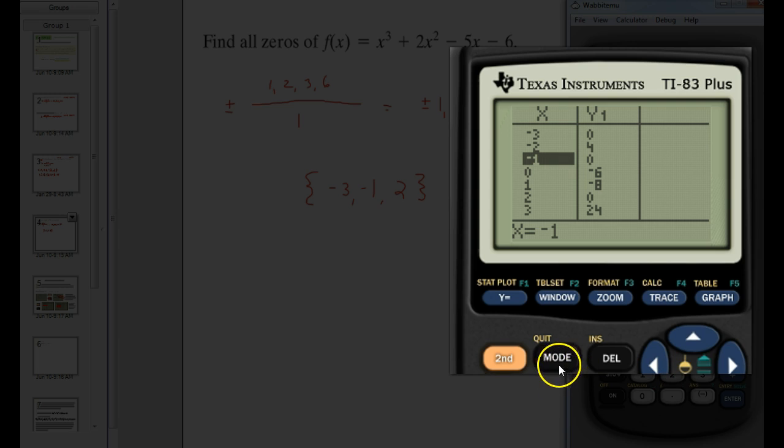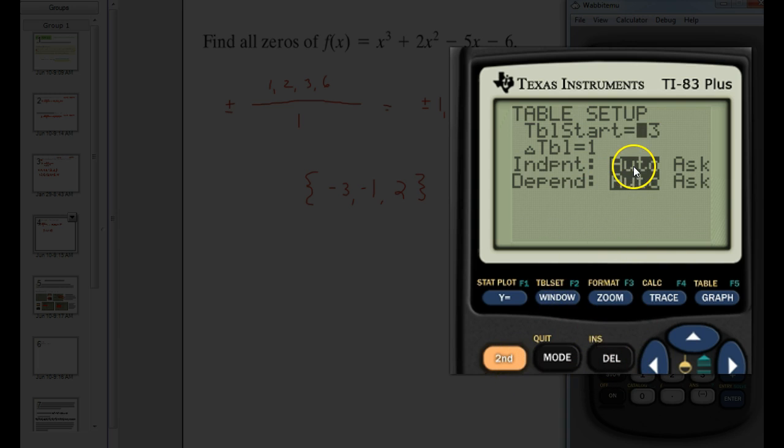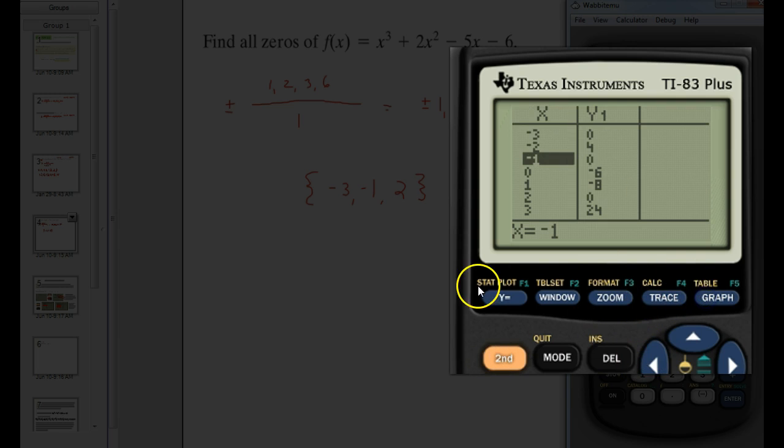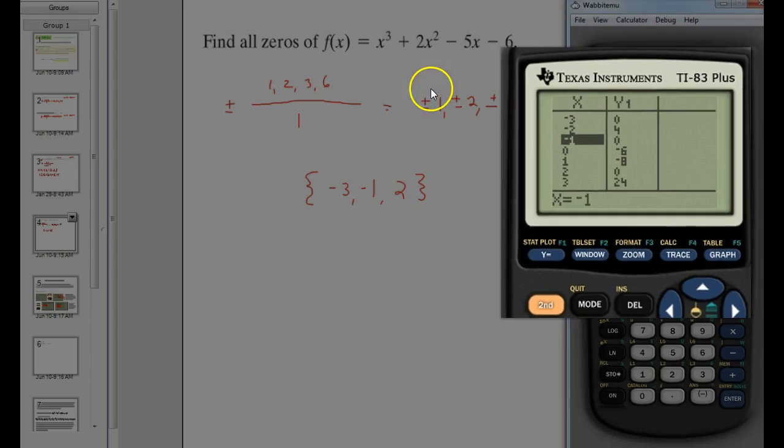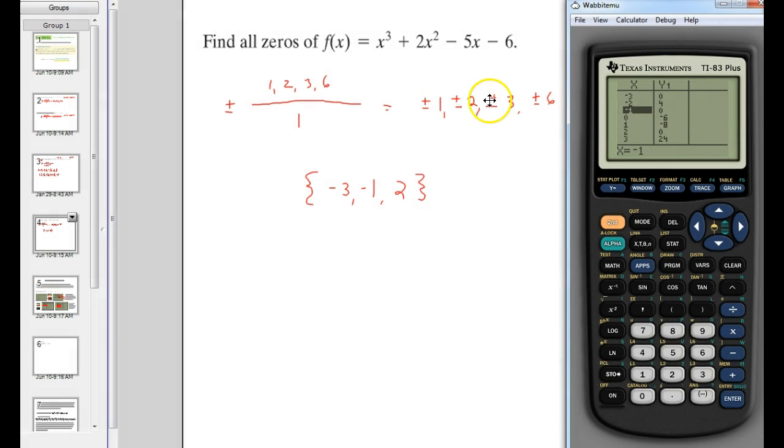Now, the benefit of being in auto mode instead of ask is that you don't have to do the rational zero theorem. You don't have to pick the numbers or find what numbers you're going to plug in there. You just kind of scroll until you see zeros in this right column. So that's kind of a way to bypass the rational zero theorem a little bit.